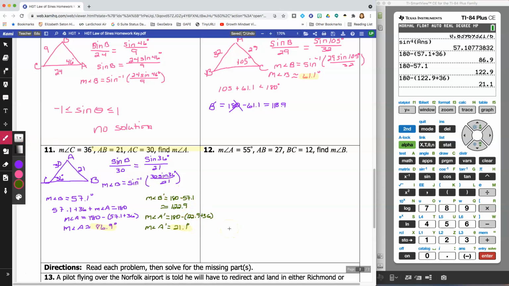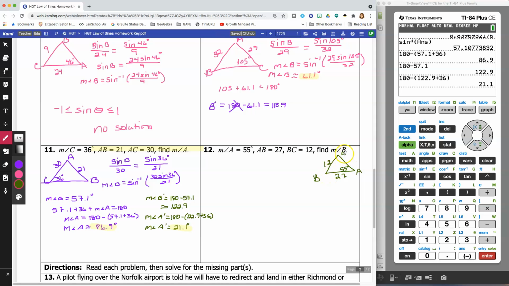Okay, let's take a look at question number 12. So again, we're going to draw a triangle. This time I'll draw it on the other side just for some variety, right? Here's my angles, A, B, and C. The measure of angle A is 55 degrees. Segment AB has a length of 27. Segment BC has a length of 12. And I'm asked to find the measure of angle B.